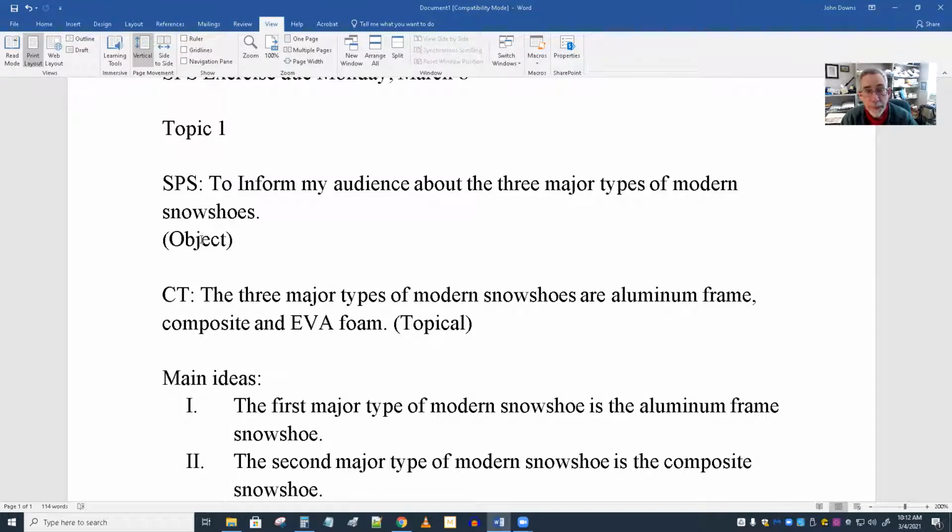Then from that, I've written the central thesis. The three major types of modern snowshoes are aluminum frame, composite, and EVA foam. All right, how did I know that? No, I didn't know that 100% on my own. Some of these topics, maybe you kind of already know them, or maybe they're ones you don't really know. You just brainstorm some ideas. You're going to have to do a little research. And when you do the research, keep track of, it'll probably be websites, but it might be something else.